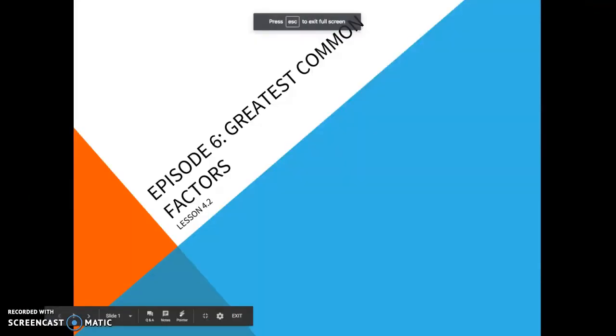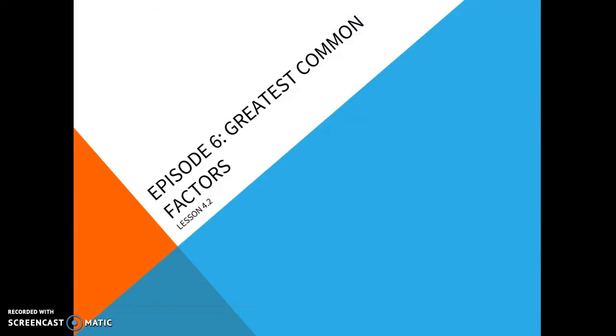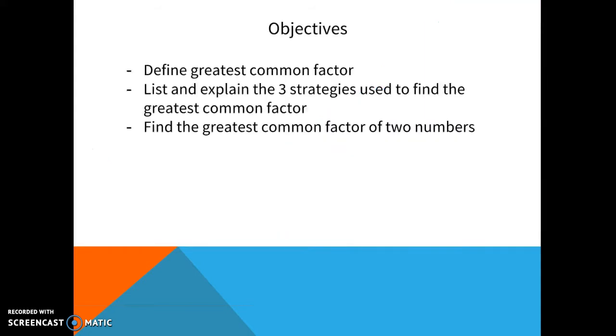So this episode is going to be on greatest common factors, which refers to lesson 4.2 in our math book. So what this episode is going to be about is we're going to talk about what greatest common factor is. So we're going to define it. And then we're going to list and explain the 3 strategies that we can use to find the greatest common factor. And then we're going to do some examples where we're going to find the greatest common factor of 2 numbers.